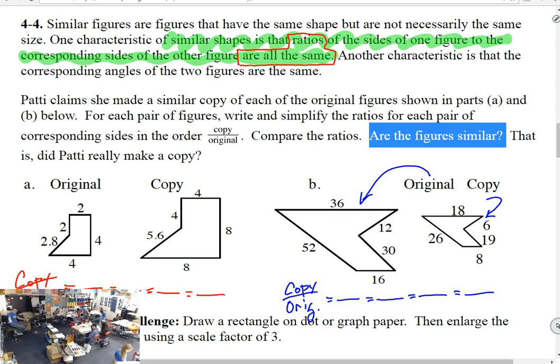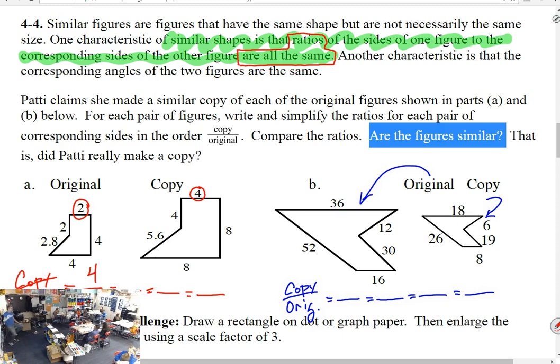In 4.4, you want to at least have copied down that we're going to compare a copy to the original, and hopefully these ratios come out equal. So for A, if I start doing this, you have to choose corresponding sides. If I choose the 4 on the top for the copy dimension, I then have to choose this 2 to go on the bottom. Questions for how I did that?